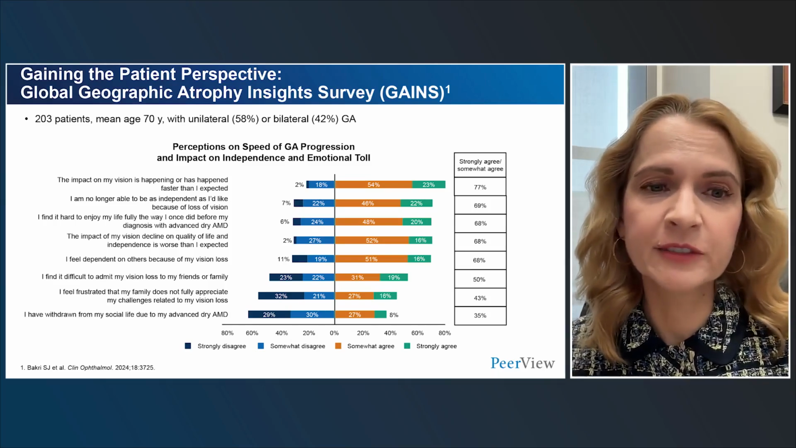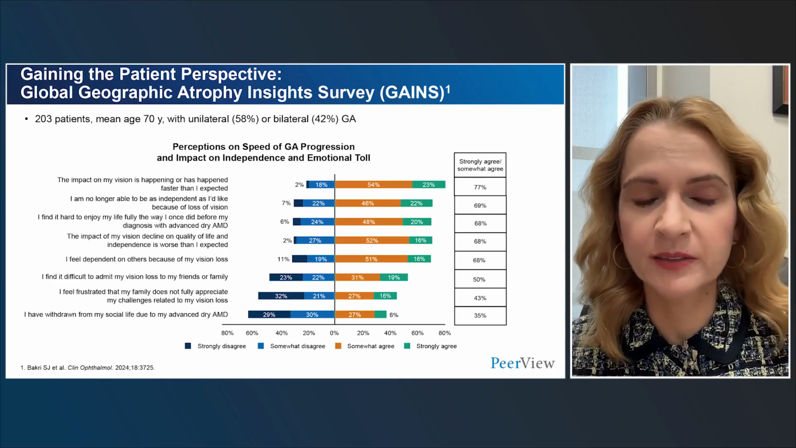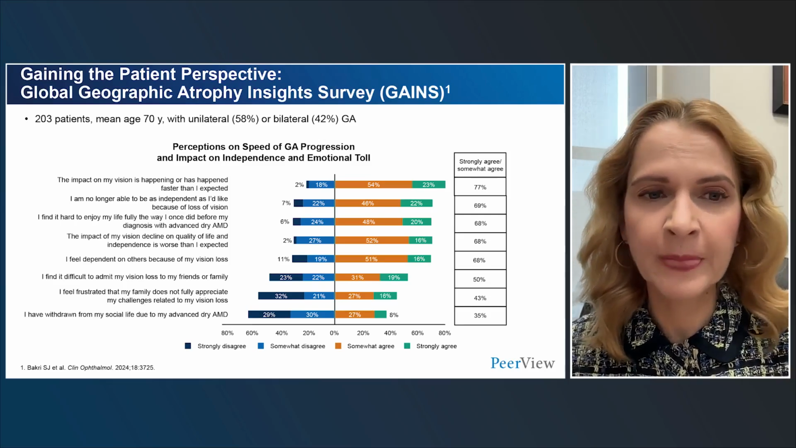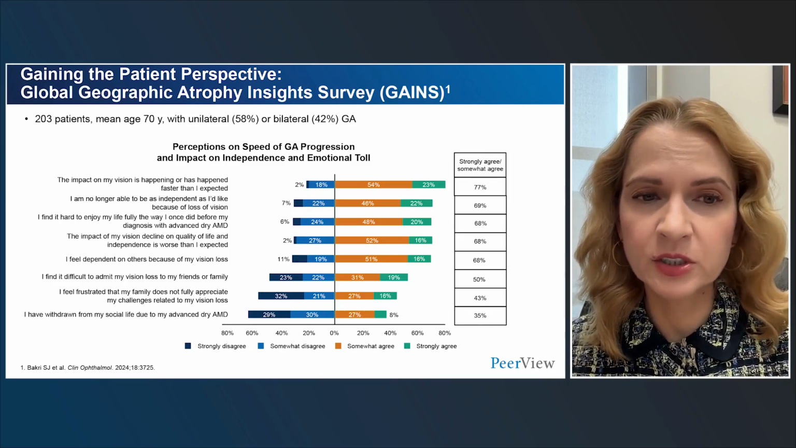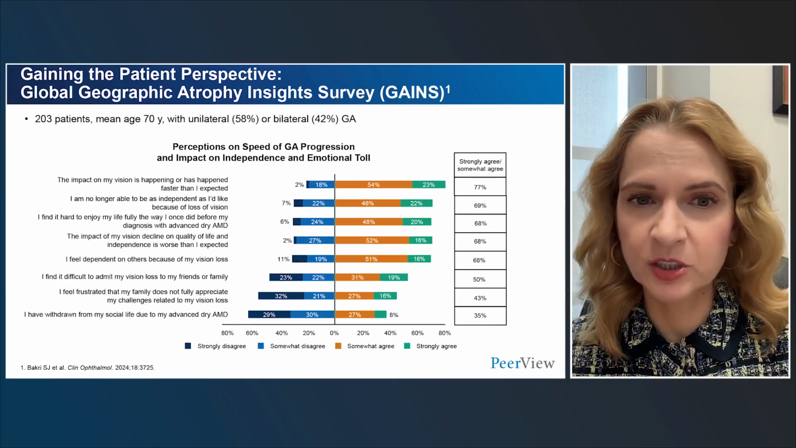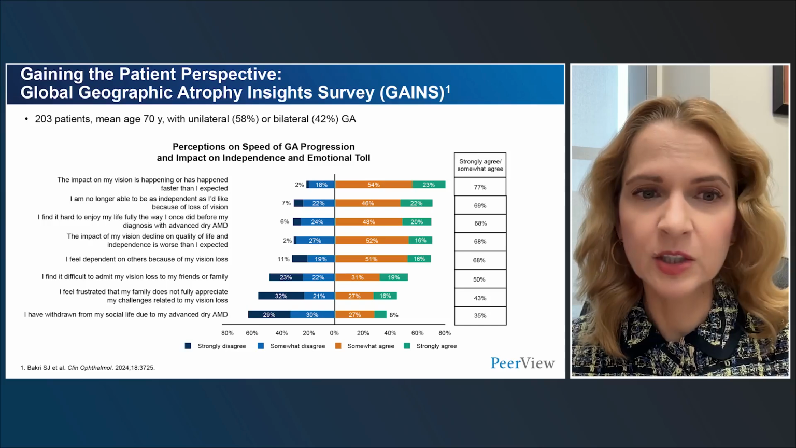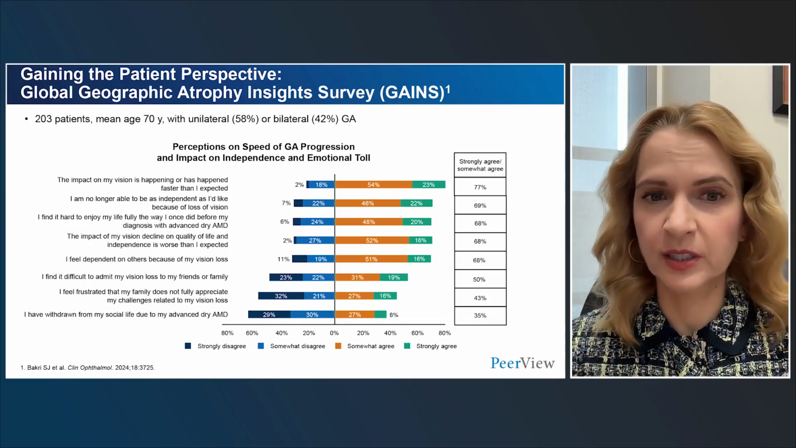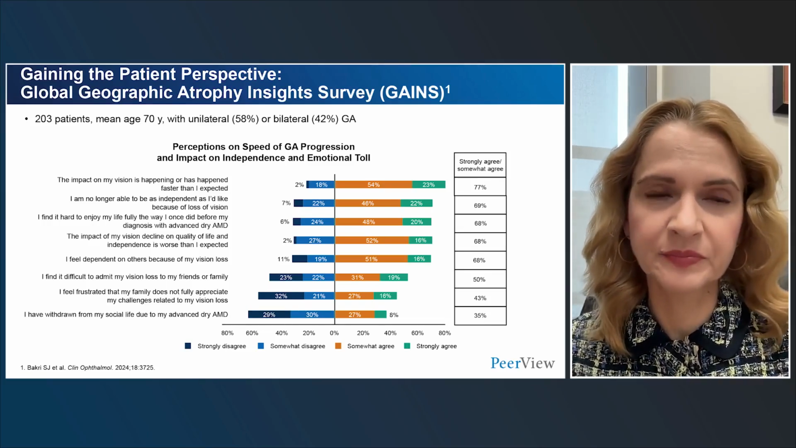50% find it difficult to admit that they had vision loss to friends and family. 43% feel frustration that the family did not fully appreciate challenges related to vision loss, and 35% have withdrawn from social life due to advanced dry AMD.